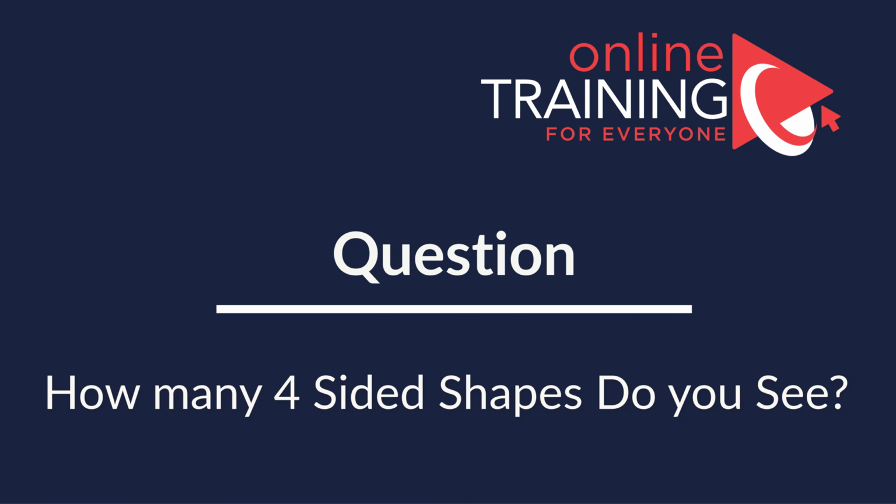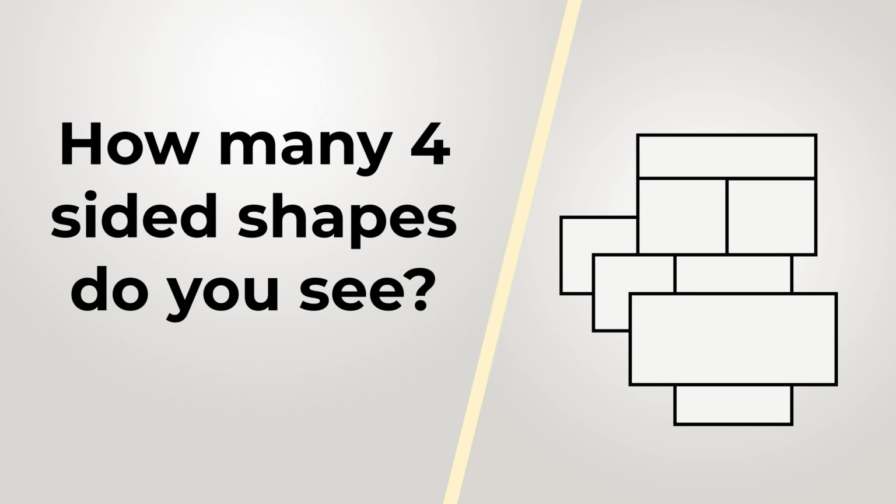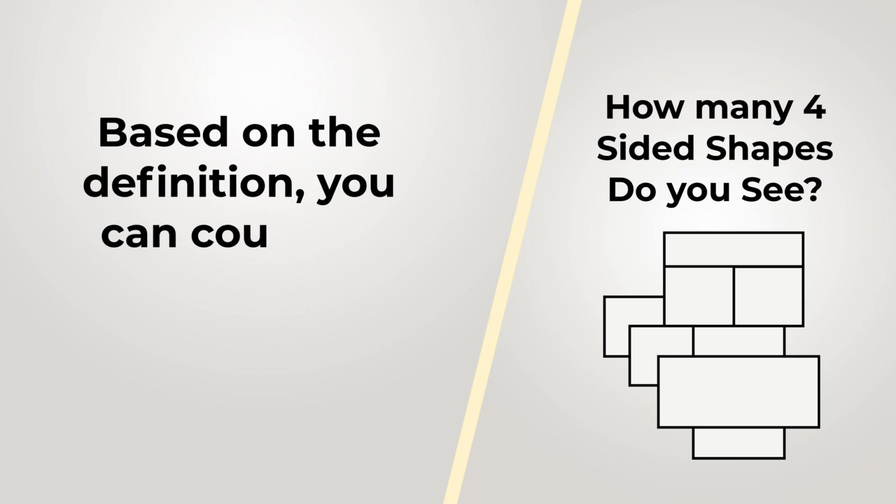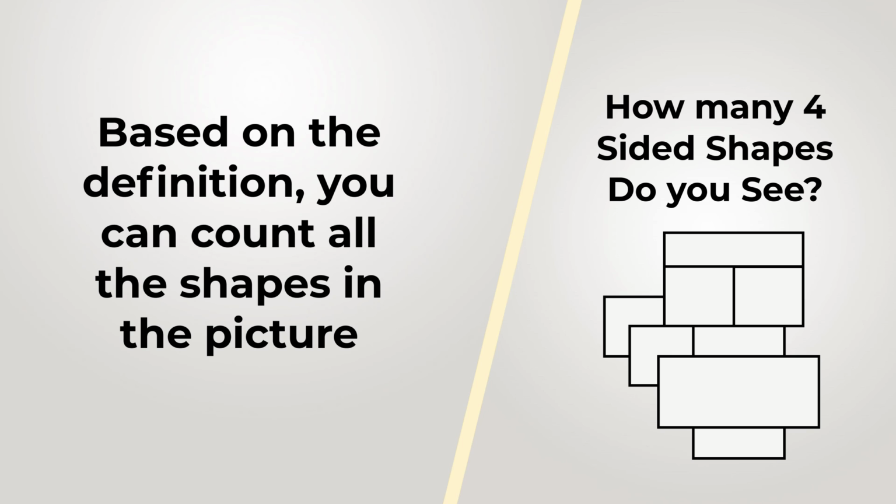Here's an interesting question which tests your spatial thinking. How many four-sided shapes do you see? And you're presented with the picture on the left, which has a lot of different shapes. First, you need to be clear on the definition of four-sided shape and have a good understanding of what it means. Once you have the definition, you can count all the shapes on the picture that match this criteria.